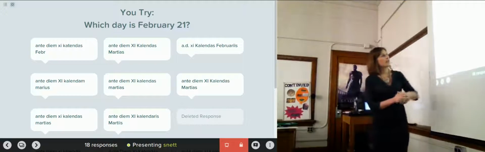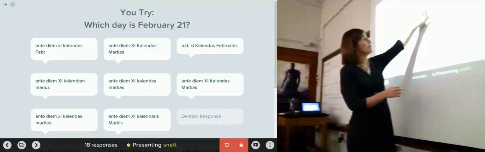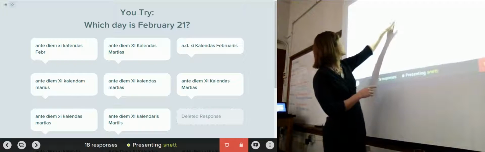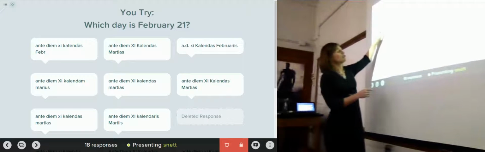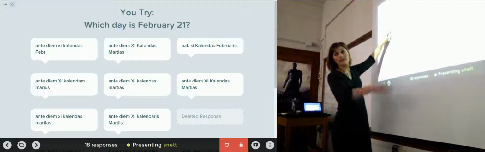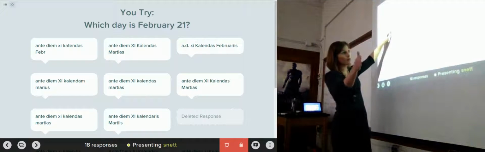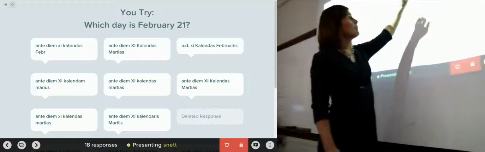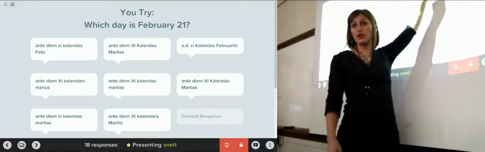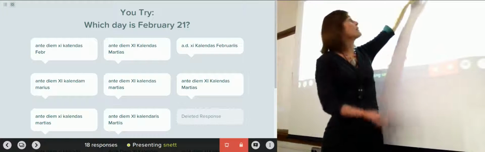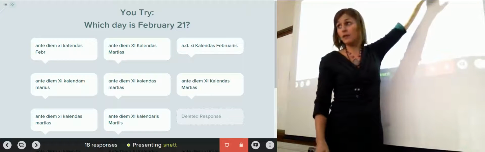Good. Let's look at this one. Ante diem XI, calendas martias. We are not counting to the calends of February because that's behind us. We're looking forward. You could abbreviate AD, but you've got to count to the calends of March. Also, if you're counting toward the calends, this is accusative, and then that will be accusative too.